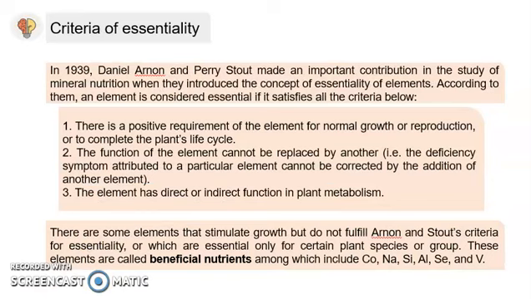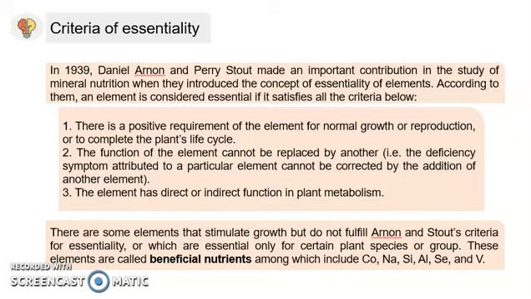Okay, let's now move on to the criteria of essentiality. It was in 1939 that two scientists, Daniel Arnon and Perry Stout, made an important contribution in the study of mineral nutrition. They are the ones who introduced the concept of essentiality of elements. According to them, based on the results of their research, an element is considered essential if it satisfies all the criteria. We have three criteria of essentiality.